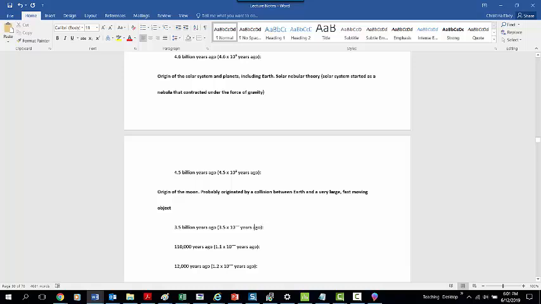3.5 billion years ago. 3.5 times 10 to the 9. This is the origin of life on Earth. At this point, it was just single-celled.